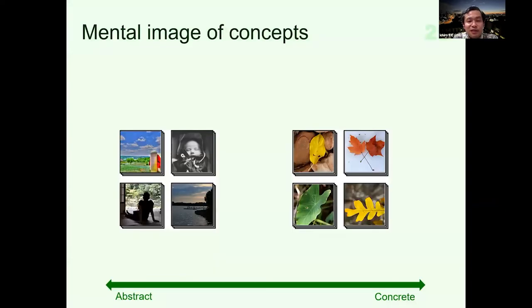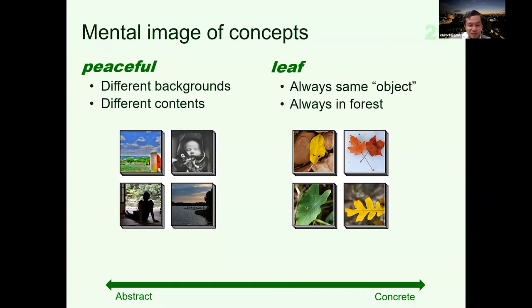So let's think about the mental image of concepts. If you look at these pictures, go to the left side, you see lots of different things. On the right side, you see leaves, okay? So humans can easily understand. And actually, these are images that were searched from these two keywords, peaceful and leaf. So the ones on the left are results of the image search based on peaceful.